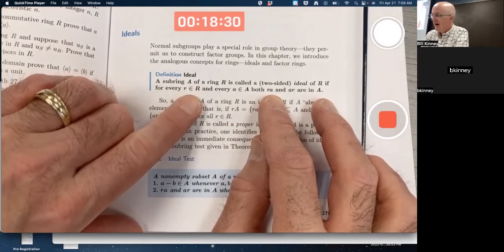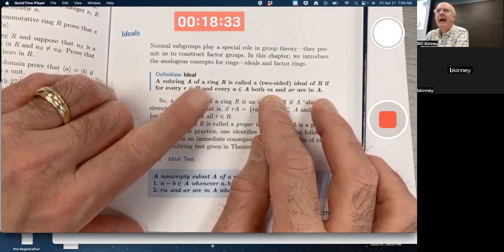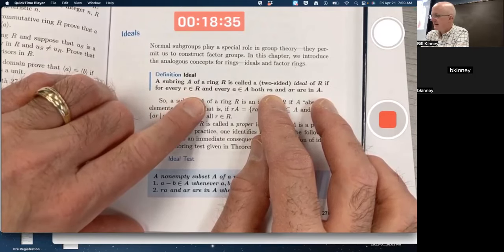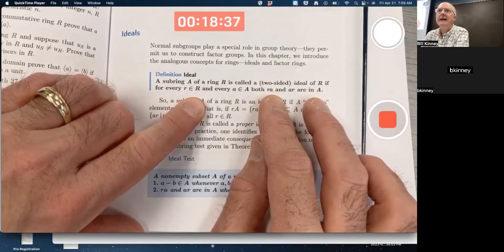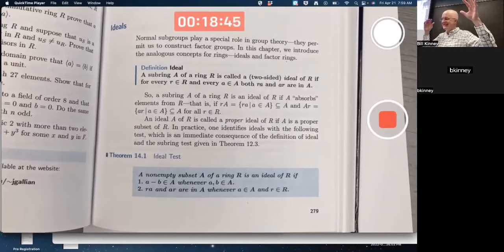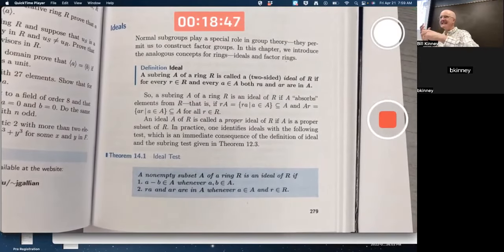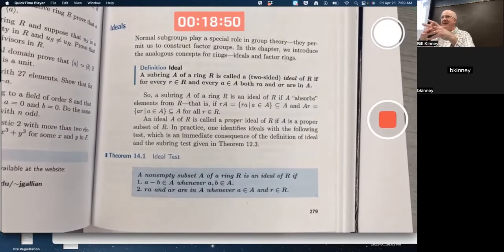Notice r doesn't have to be in capital A, yet the products are still in capital A. In the lectures, I call this super closed. ra and ar get sucked into A. Another slurping sound.